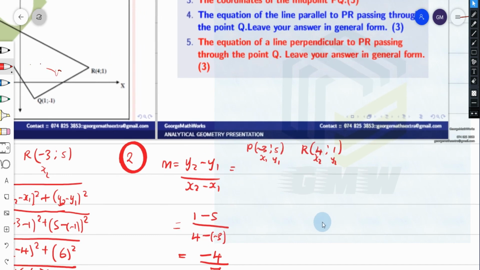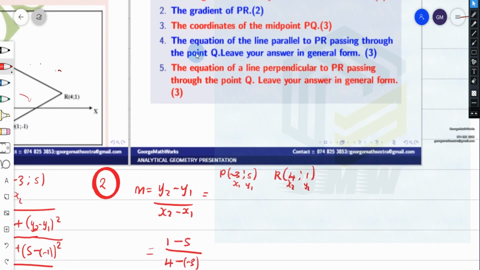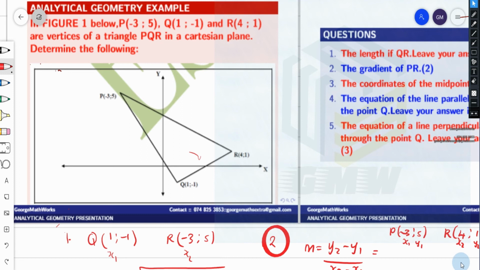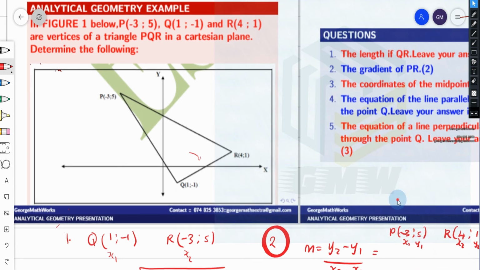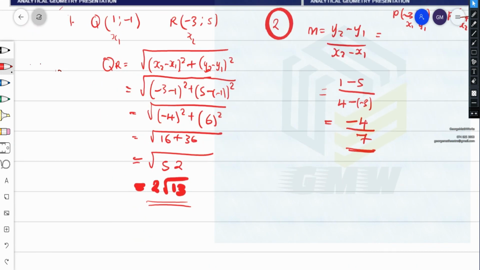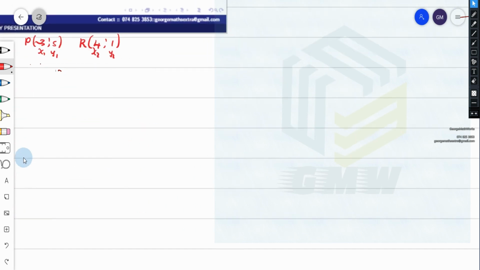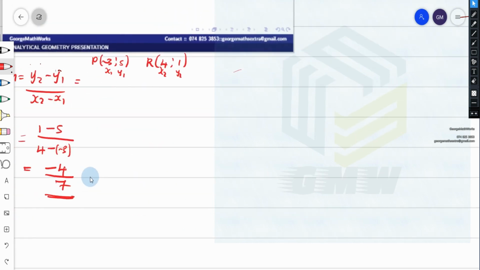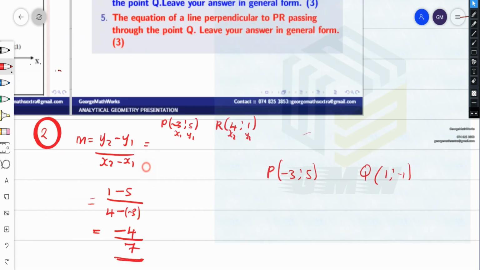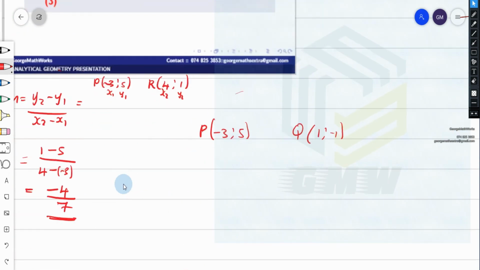Then the next question that follows asks for the coordinates of the midpoint PQ. So I'm going to write down the coordinates first. The coordinates of P, we've used them, it's minus 3 and 5. And the coordinates of Q are 1, minus 1. Let me double check that. Yeah, Q is 1, minus 1.